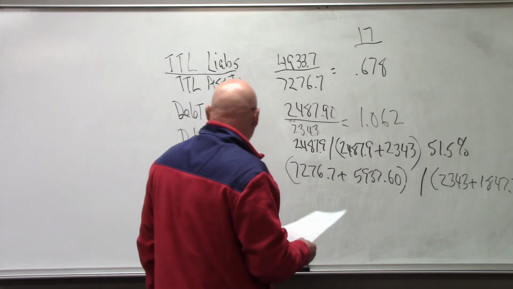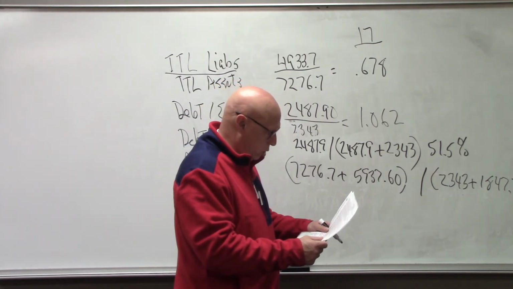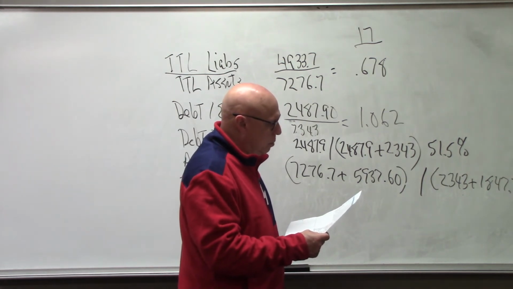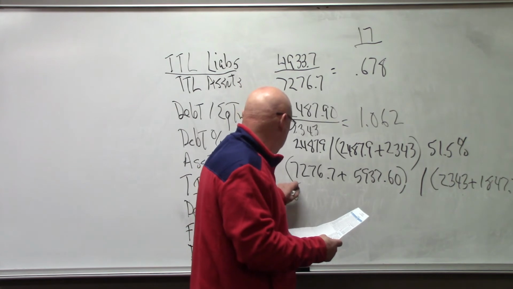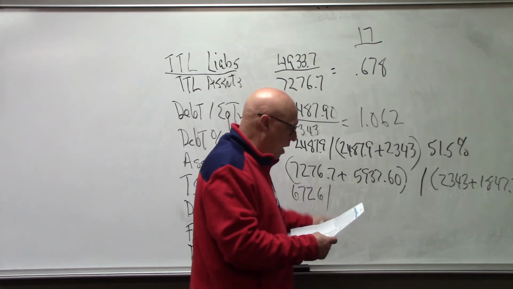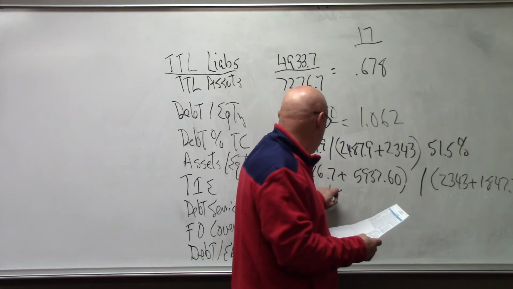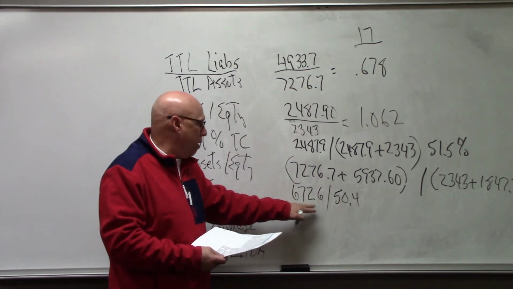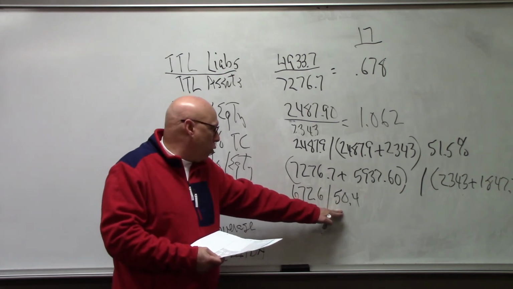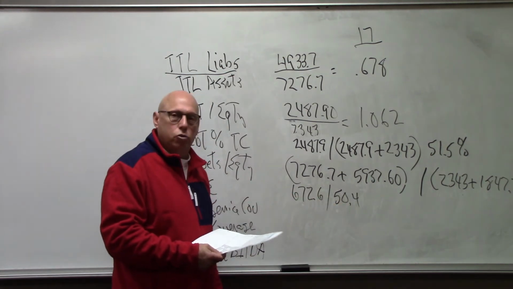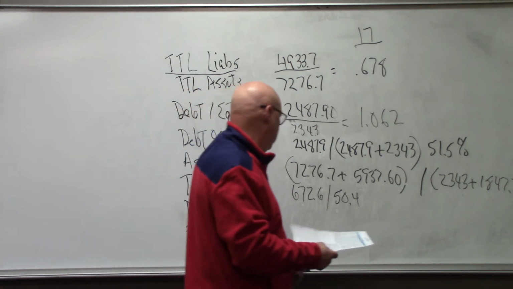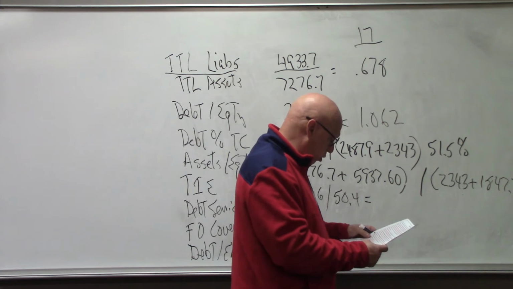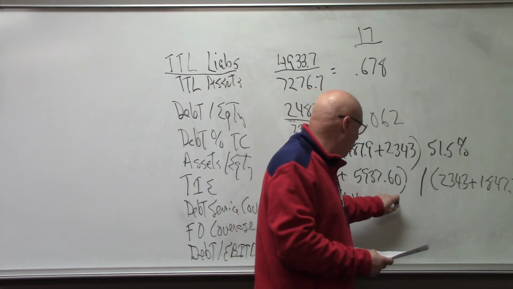Okay? Now we're going to do times interest earned. And times interest earned is EBIT 672.6 divided by interest expense 50.4. Now look at that. They generate a lot of operating profit, a lot more than they need to cover their interest expense. They can cover their interest expense. Okay? And so times interest earned is 13.345.